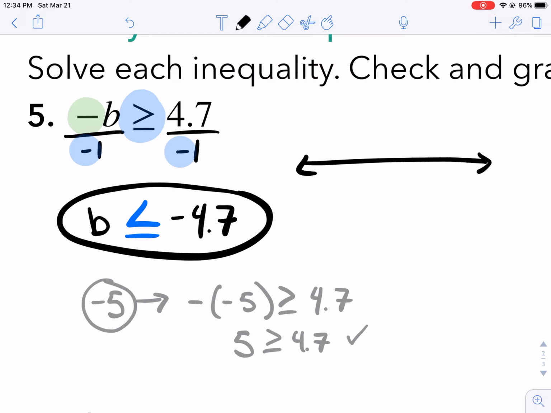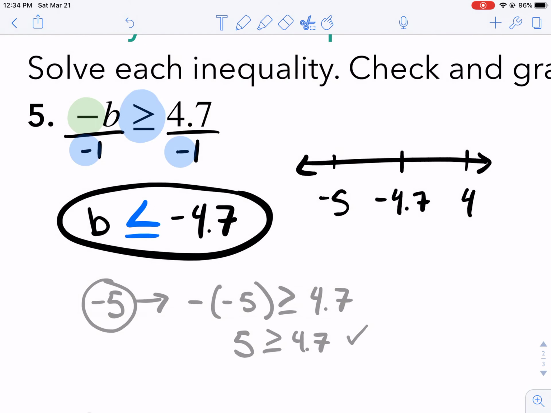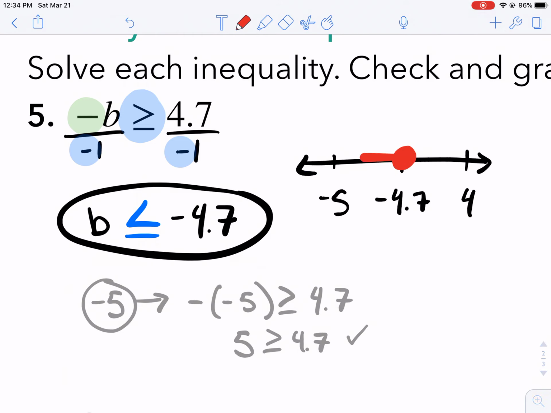So we're going to graph with negative 4.7. We can do negative 5 and negative 4. Sure, why not? And now we have is greater than or equal to, so that's going to give us a solid circle. We already checked negative 5, and we know that negative 5 works. So we're going to go towards our negative 5.